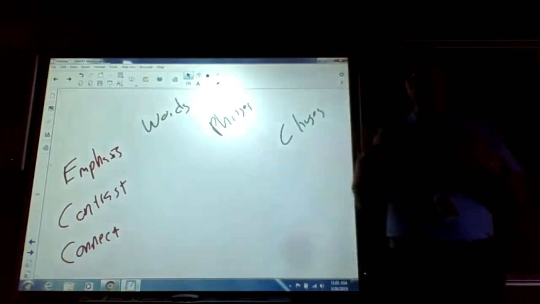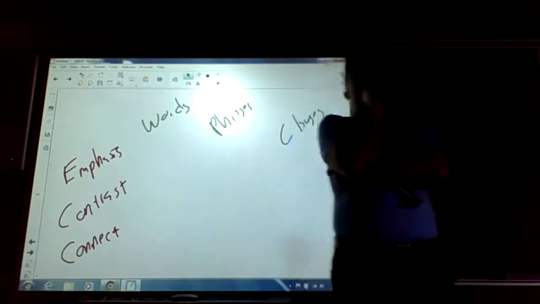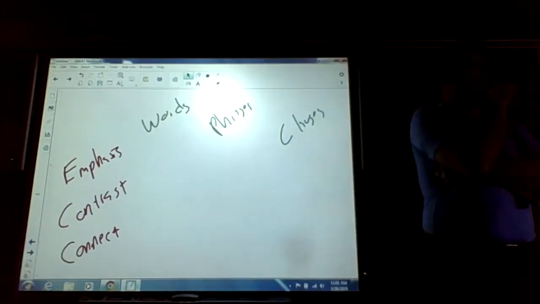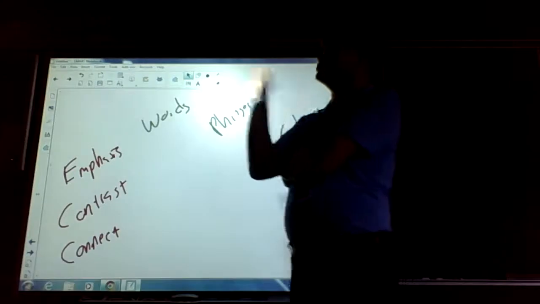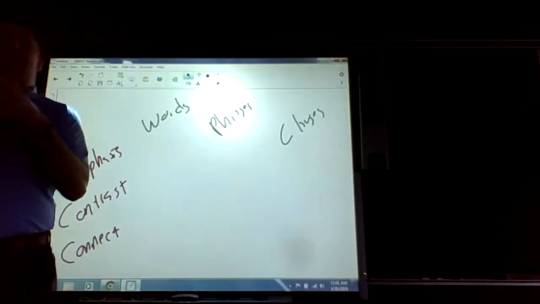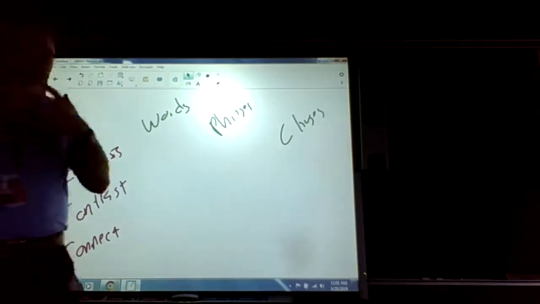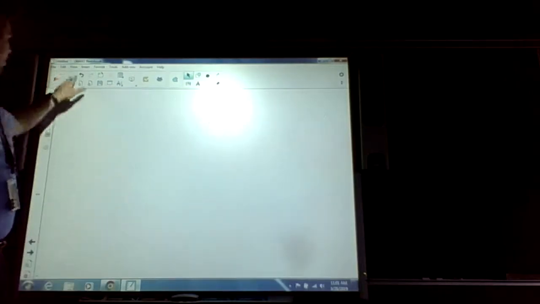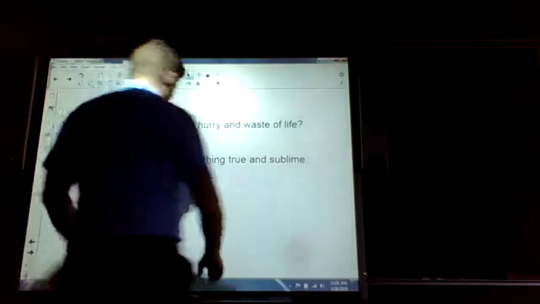Now, it's not necessarily important that you can say, yes, this is an example of parallelism in word form. No one's going to care if you say, this is parallelism in clause form. Okay? It's kind of like you need to be able to identify it when you see it. So, let's take a look at these couple of sentences.